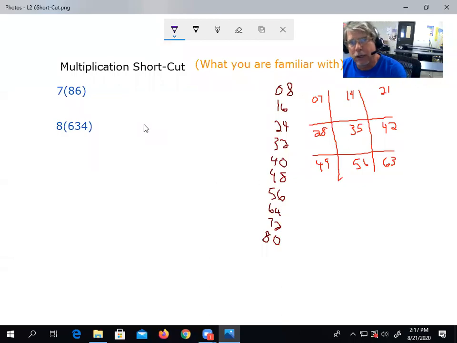In this video, we're going to look at the multiplication shortcut. Again, kind of what you're familiar with. It may just be a while since you've actually done it by hand. I'm going to first model them using the distributive property.